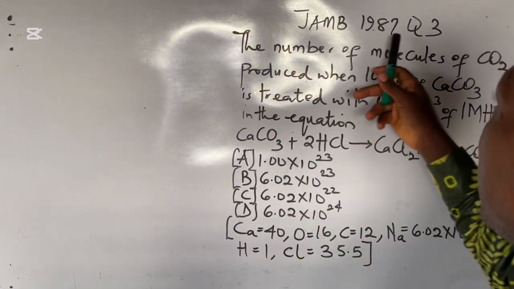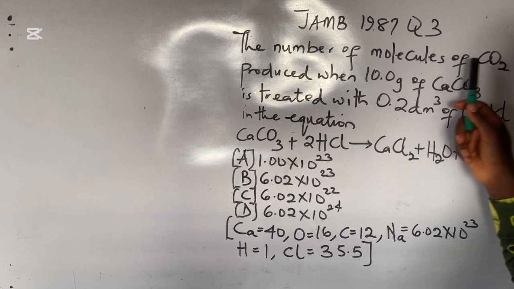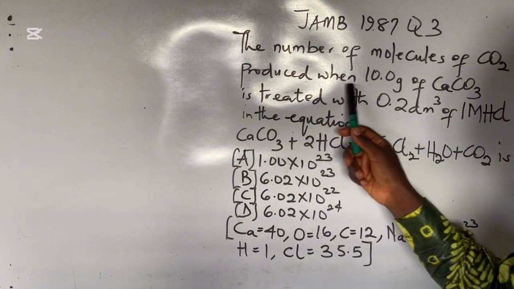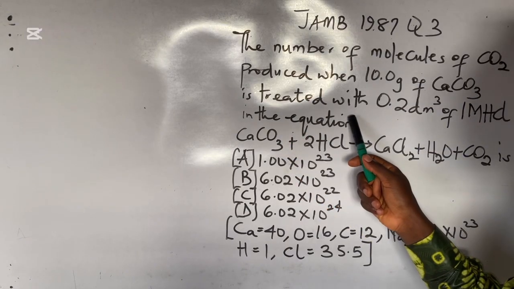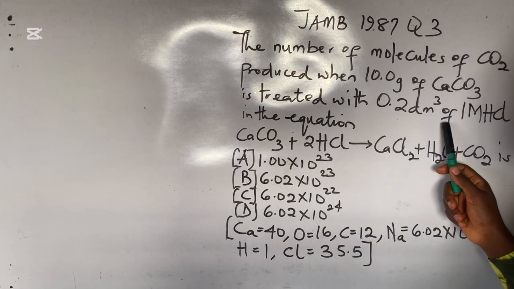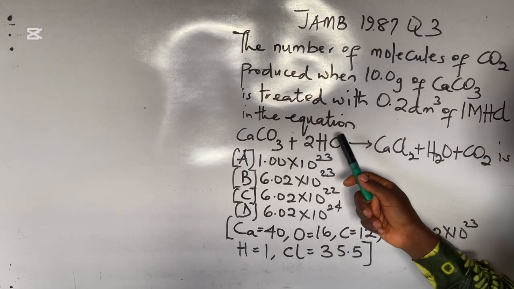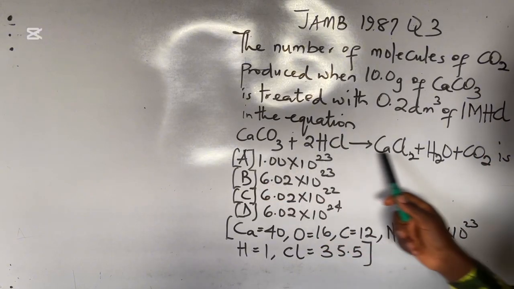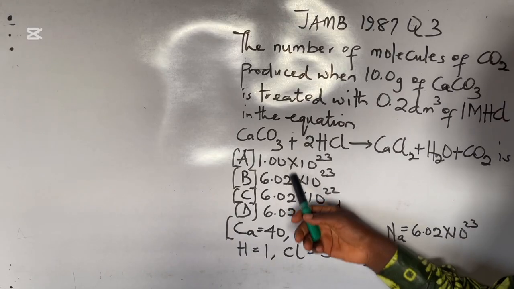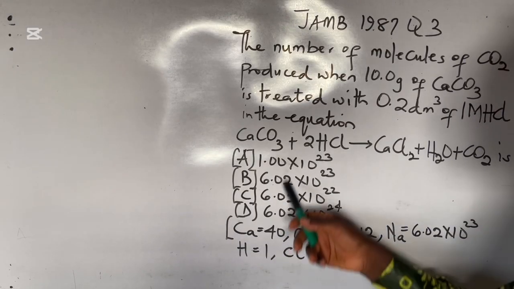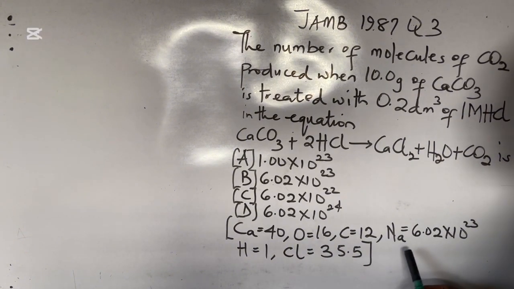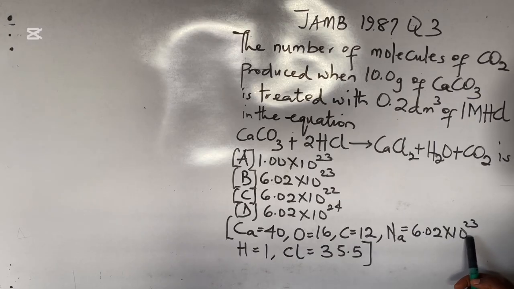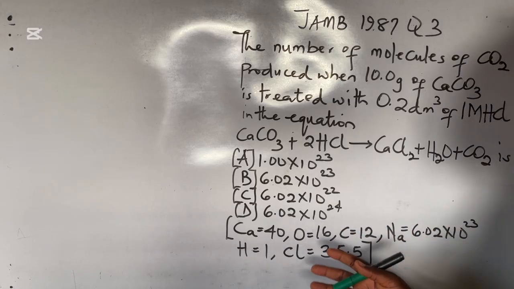Look at JAMB 1987 question 3. The number of molecules of carbon dioxide produced when 10.0 gram of calcium carbonate is treated with 0.2 dm cube of 1 molarity HCl in the equation. We have the equation, it's already balanced, and these are the options, and we have the relative atomic mass of the elements, and we have Avogadro's number, 6.02 times 10 raised to the power 23. So let's solve this question.